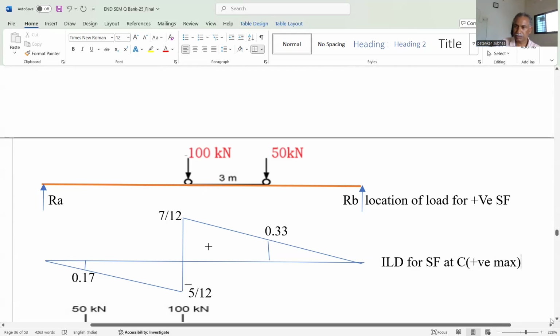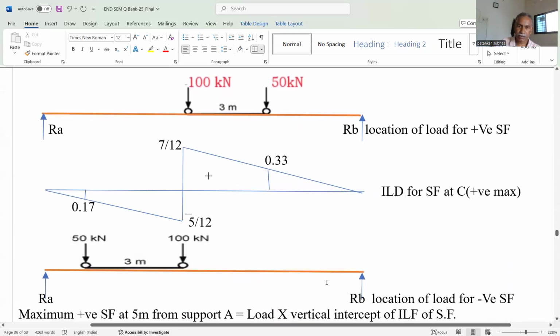Similarly, what is the location for the maximum negative shear force? Can we put the 100 kilonewton over the maximum negative ordinate and the 50 over the smaller one? So 100 multiplied by 5 by 12 with minus sign, and 50 multiplied by 0.17 with minus sign, gives the maximum negative shear force. This is the location of the load, and we find the location of the load after drawing the ILD. Also we can find the maximum positive shear force and maximum negative shear force.